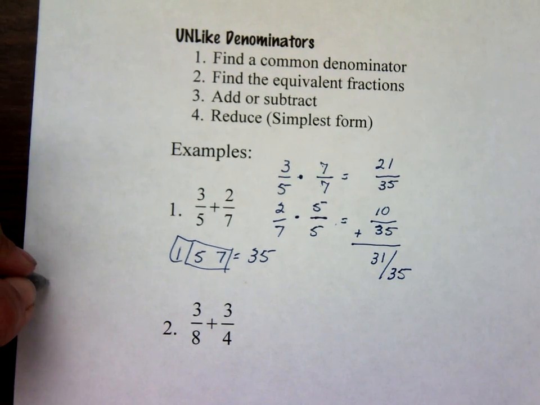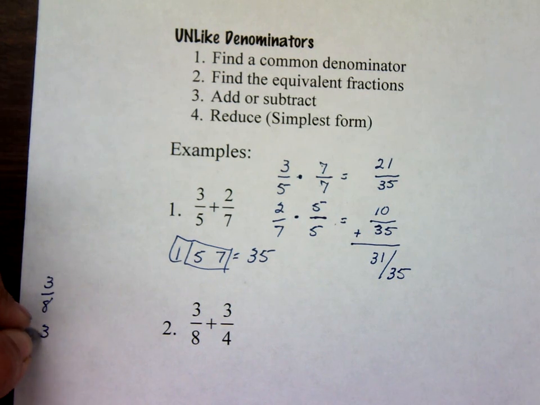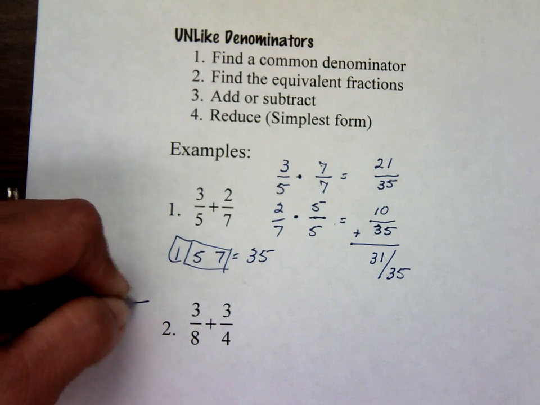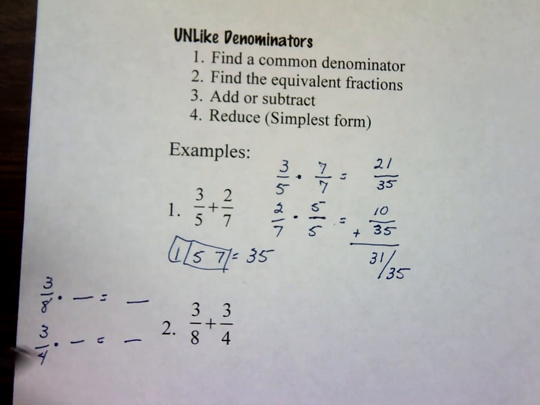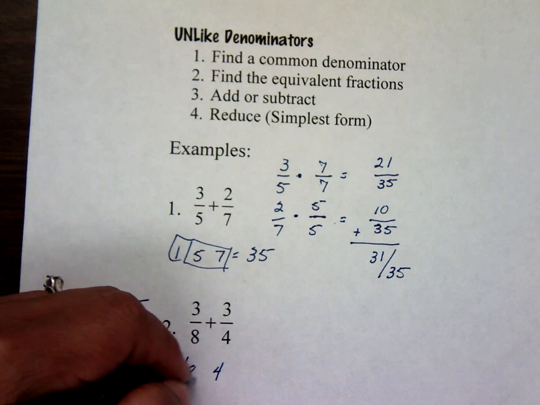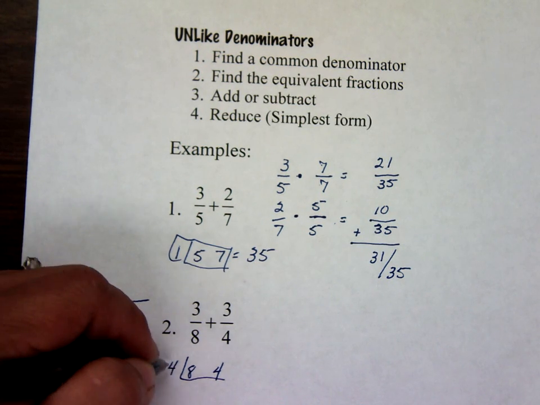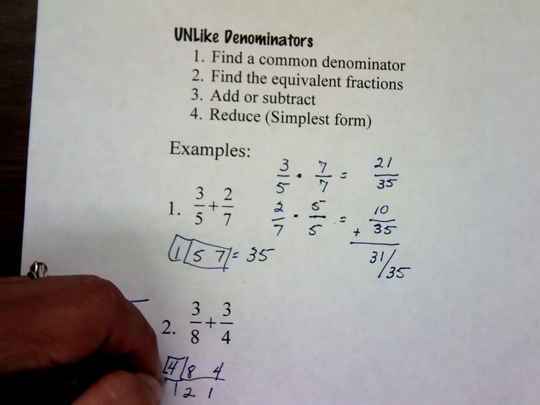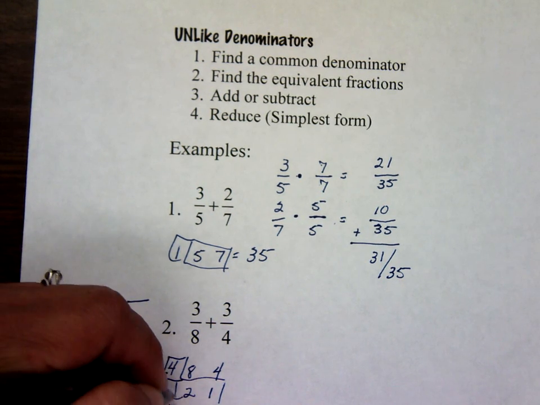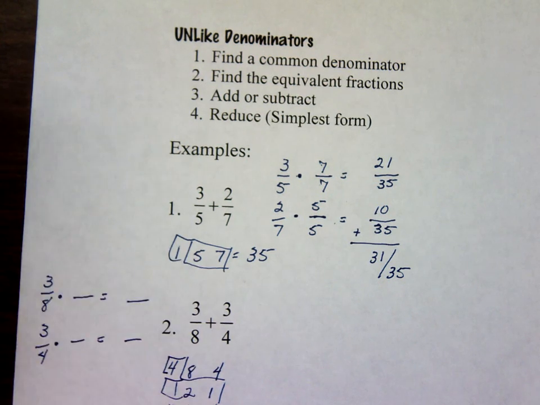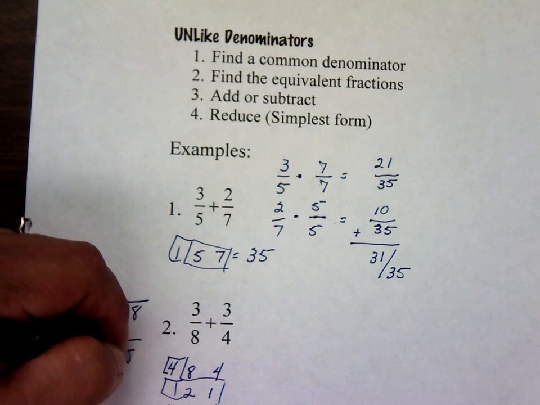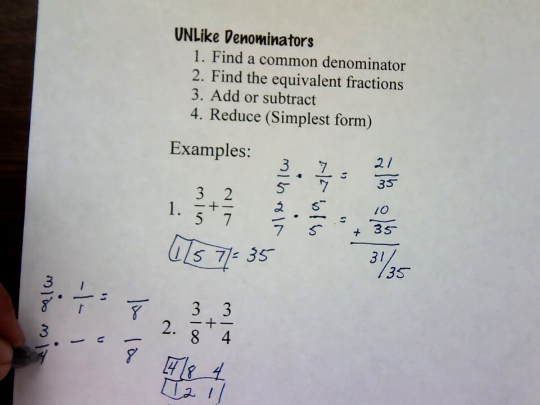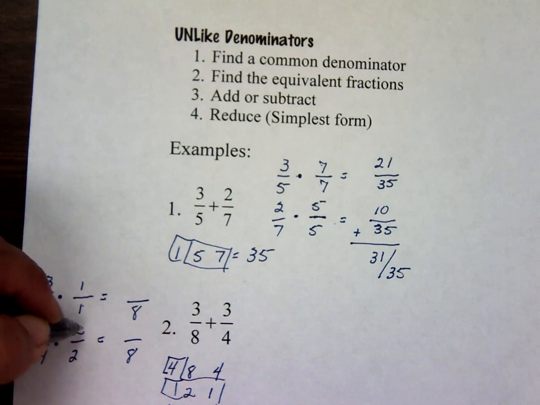So you should have set it up vertically, 3/8 plus 3/4. Do your setup, multiplication sign, equal, and a line. Do your LCM, so you have 8 and 4. A number that they both go into is 4. 4 goes into 8 twice, 4 goes into 4 once. Make your L. And 4 times 1 is 4, times 2 is 8, so your LCM is 8. Ask yourself, 8 times what is equal to 8, which is 1, and 4 times what is equal to 8, which is 2. Multiply across.